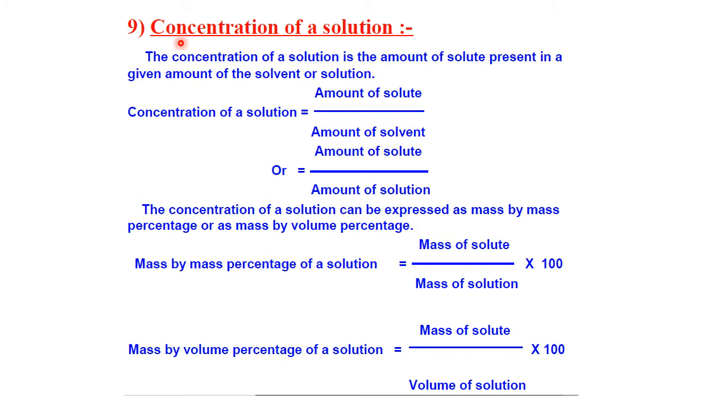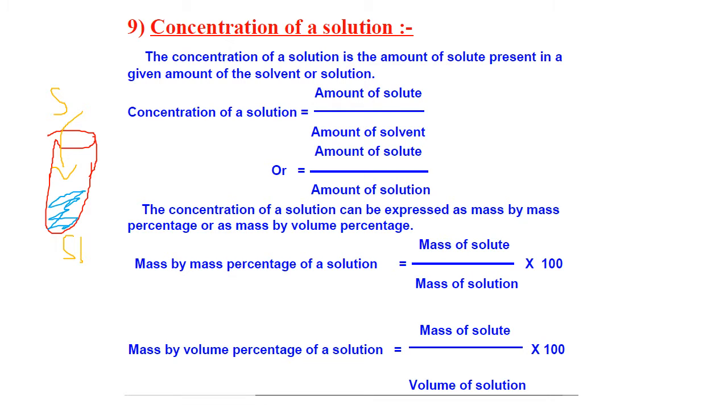So this is how we can calculate the concentration of a solution. The concentration of a solution is the amount of solute present in a given amount of solvent. As you all know, if there is a test tube or a beaker, and there is water inside, this is called the solvent. And if you add salt into it, this will be called the solute, and this will be called the solvent particles.